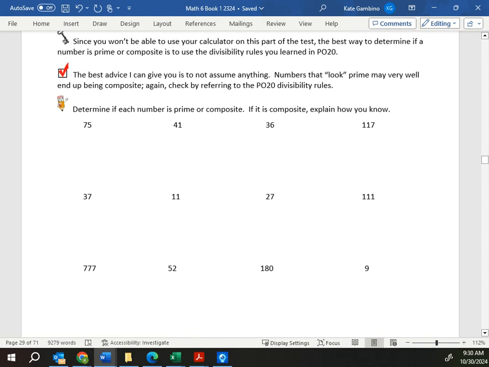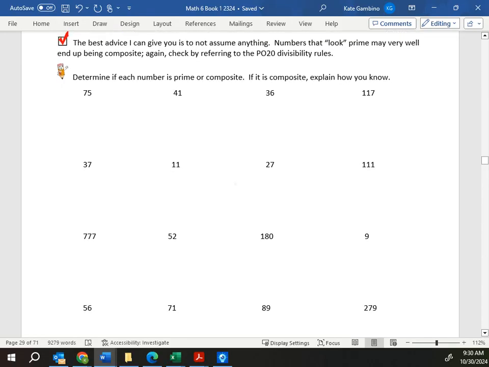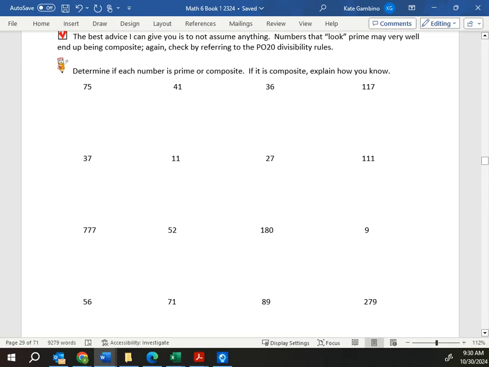All right, the best advice is to not assume anything. Numbers that look prime may very well end up being composite. Always check those divisibility rules. Always, always check. Is it divisible by 3? That 3 can be a tricky one. 2's a little bit easier because that's an even number. But those odd numbers, check to see if it's divisible by 3. It can be tricky. So, determine if each number is prime or composite. If it is composite, explain how you know.